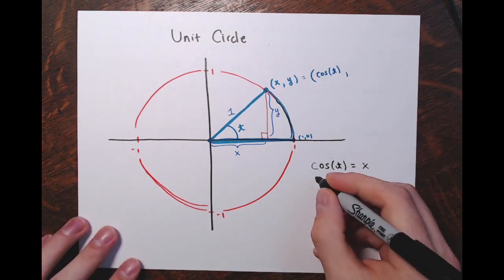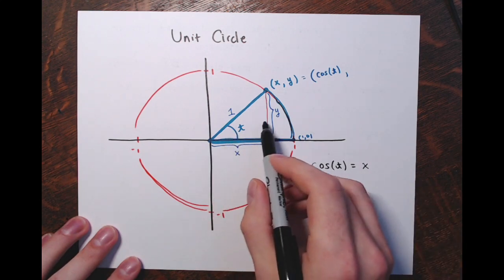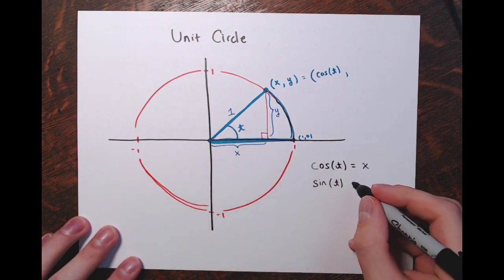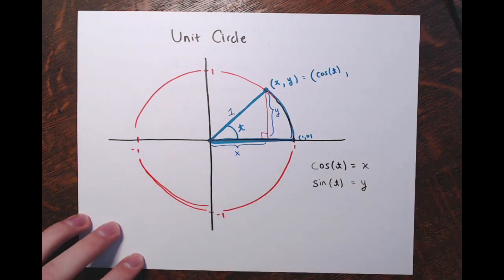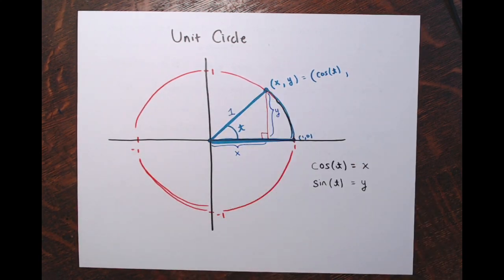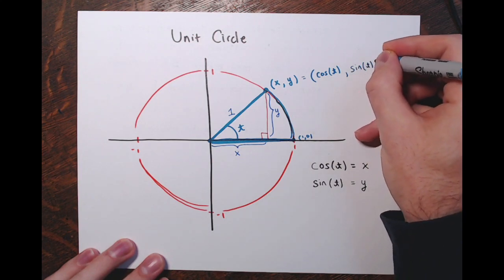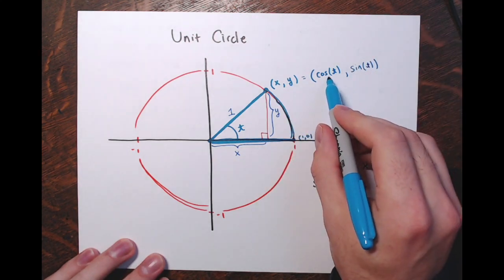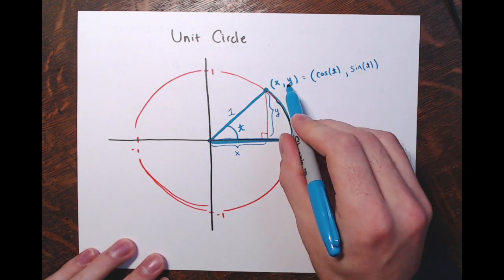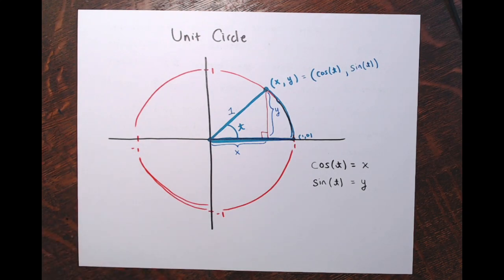And the same thing goes for the sine. The sine of angle t is opposite over hypotenuse, y over 1, or just y. So on the unit circle, the y coordinate of the point you stop at is just the sine of the central angle that got you there. So the coordinates of this point I could rewrite as cosine t for the x, sine t for the y. And again, this is only for points on the unit circle, 1 unit away from the origin.